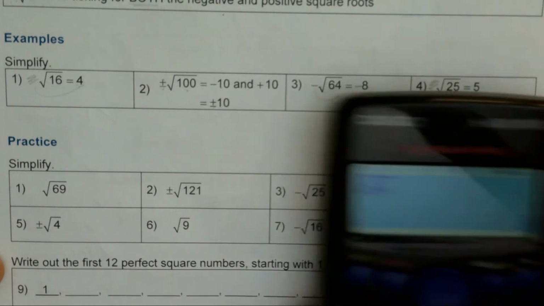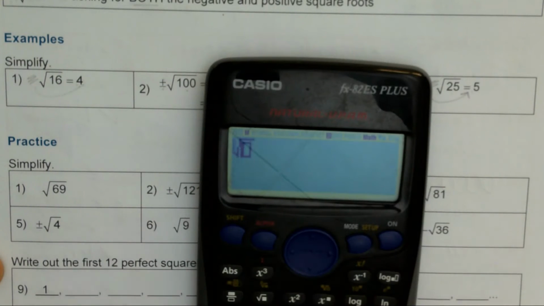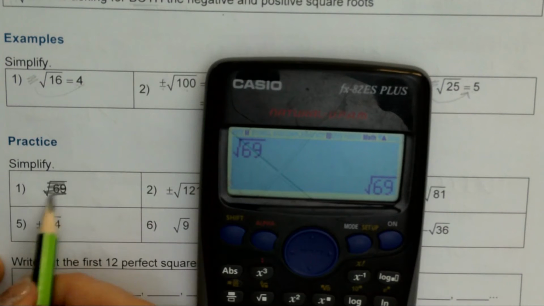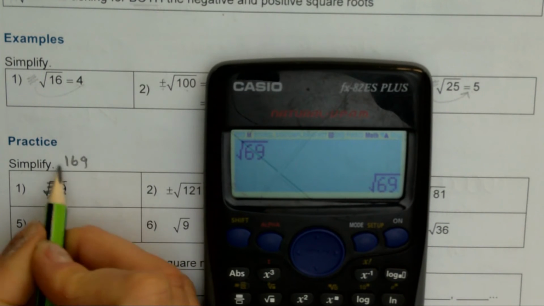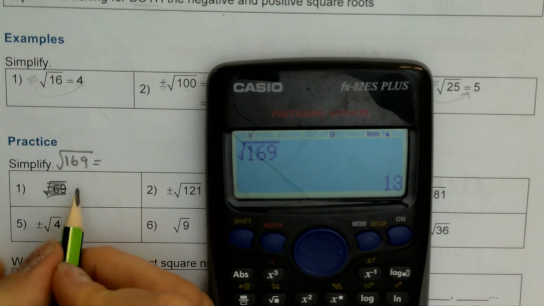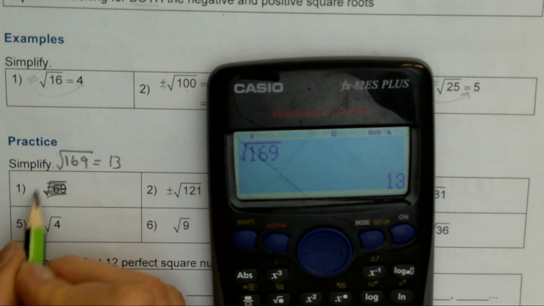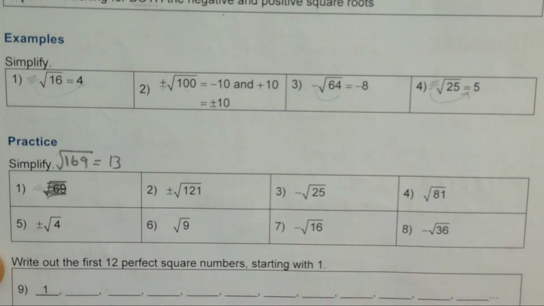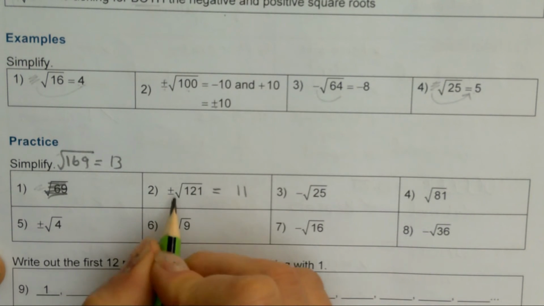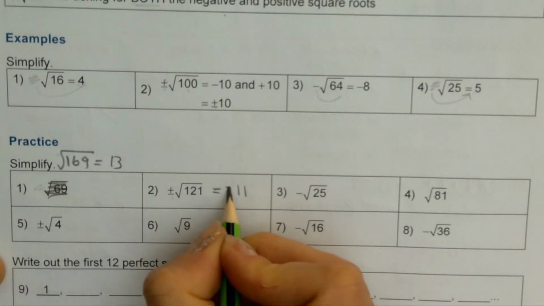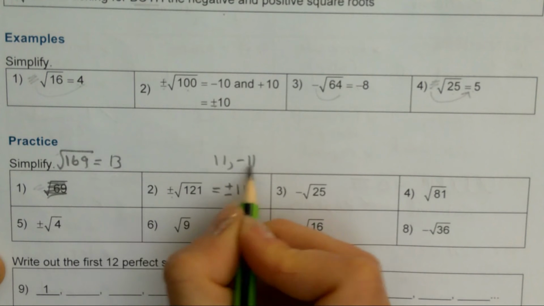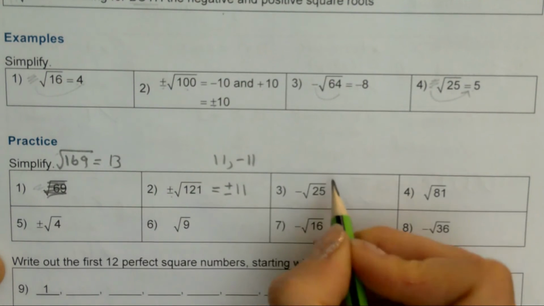So the square root of 169, I wrote it wrong in my computer, so it should be 169. And the square root of 169 is 13. Okay, and because there's nothing in front, it means I want the positive one. So what times what is 121? 11. But it says we want the positive and the negative, so I can write it like this, or I can write it like this. I can write both of them, or I can write it together.